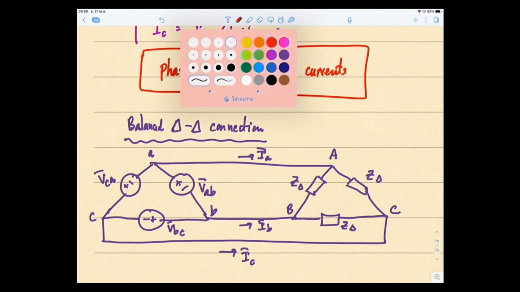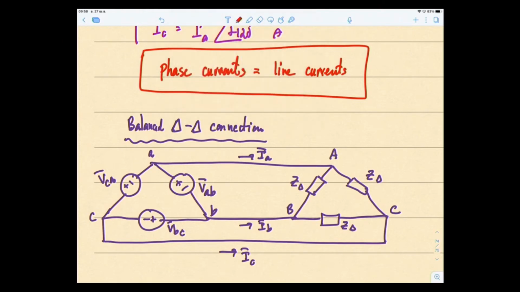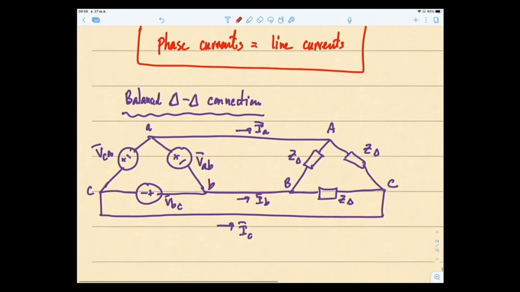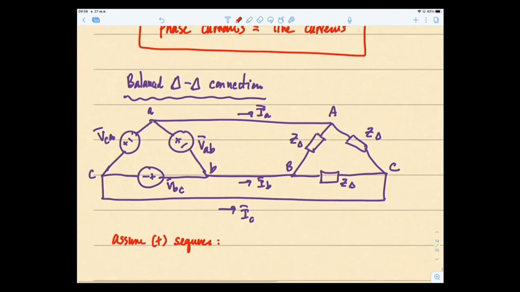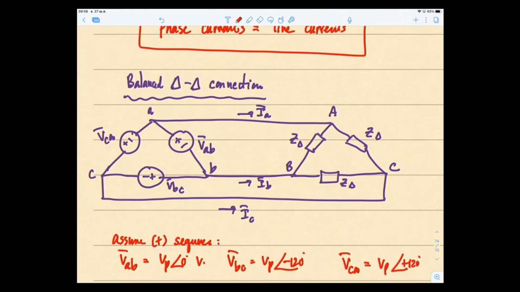So of course we have a current. If you look first, again assume positive sequence. So therefore VAB is equal to V phase angle 0 degrees volt, VBC is equal to V phase lagging behind VAB by 120 degrees, and VCA is ahead by 120 degrees.